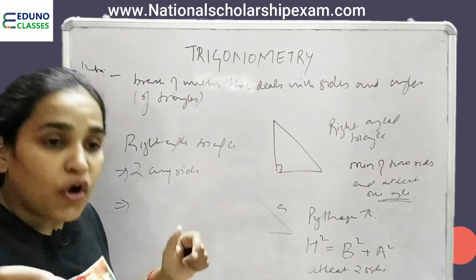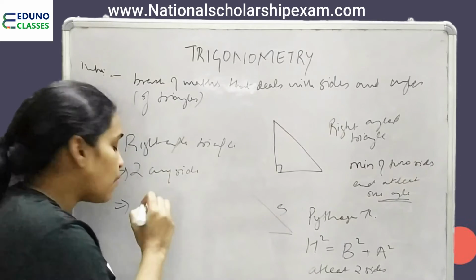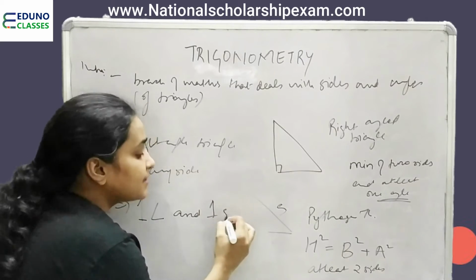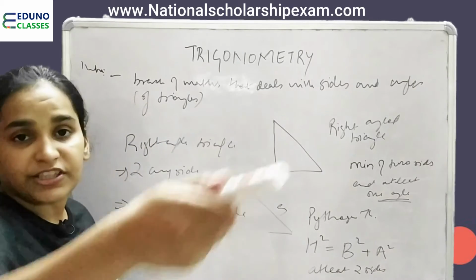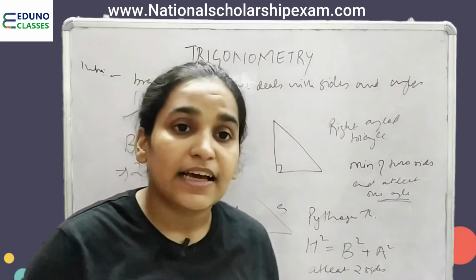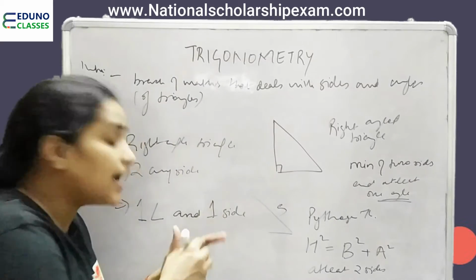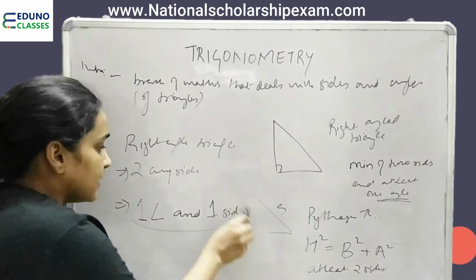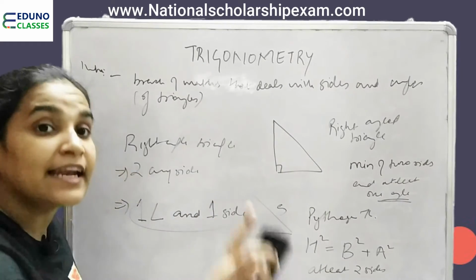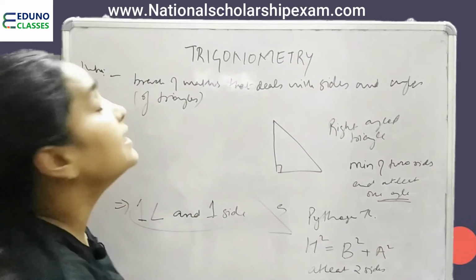If 2 sides are not given to us, then what should be given to us? At least one angle and one side. What is the information given to us? At least one angle and one side. This should be the minimum information given to us in order to make a right angle triangle. Okay, I'll prove it to you as well. What I said, I want at least one angle and one side to make a right angle triangle.